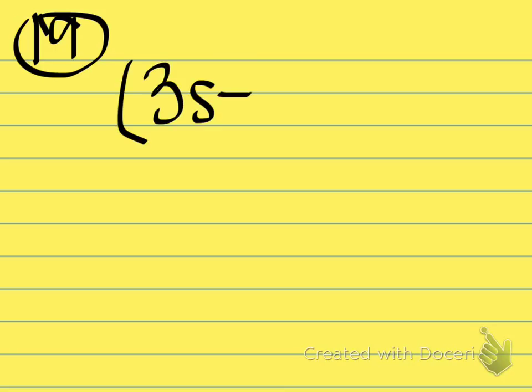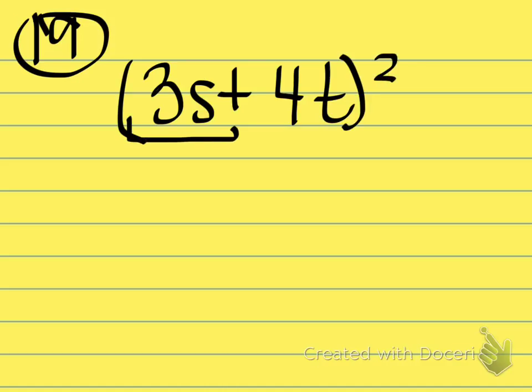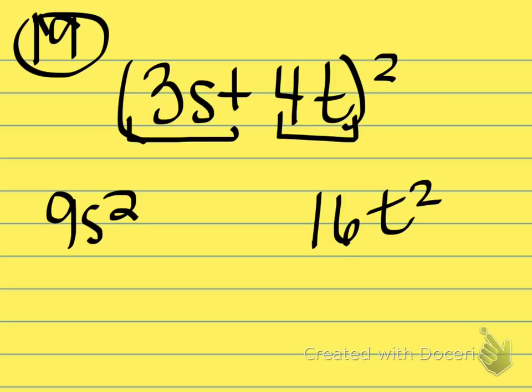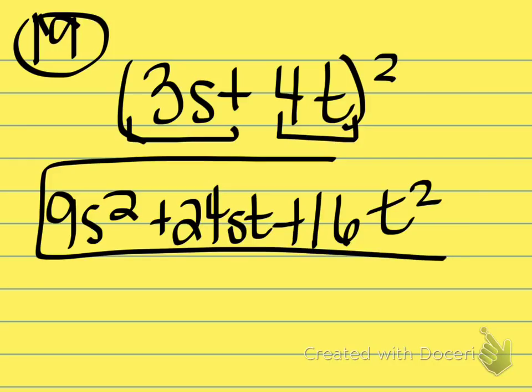Let's work through number 19, which is the same thing, except now we have an addition sign. So we have 3s plus 4t to the second power. Same thing, I'm going to take 3s and I'm going to square it. So I have 9s squared. I'm going to take 4t and I'm going to square it. So I have 16t squared. And to find my middle term, I'm going to figure out what 2ab is. So 3s times 4t is 12st. Double that, and again, I'm going to get 24st. And this is my final answer.